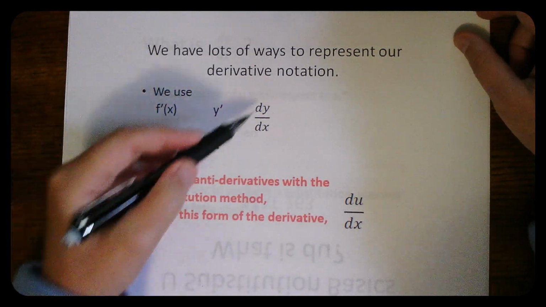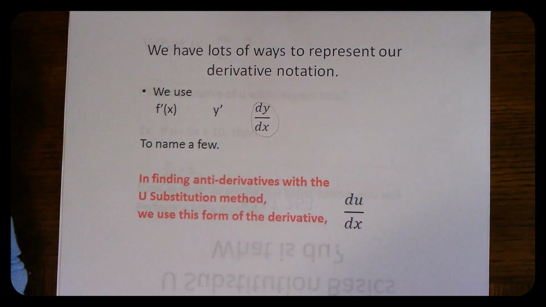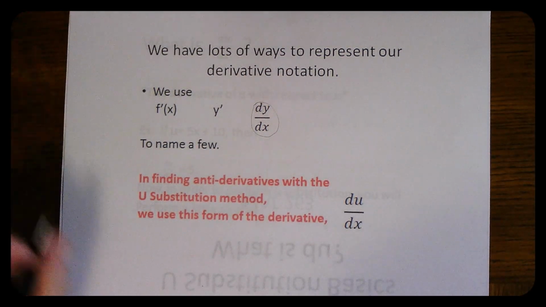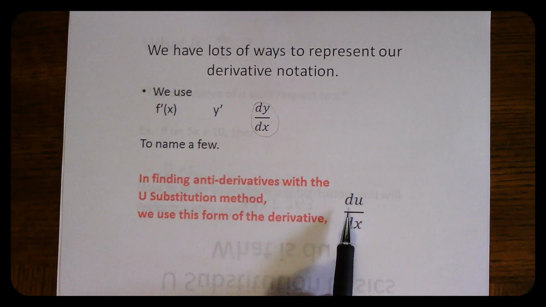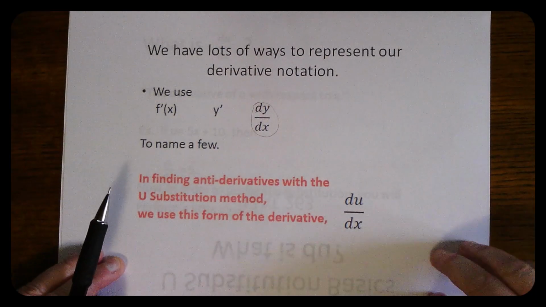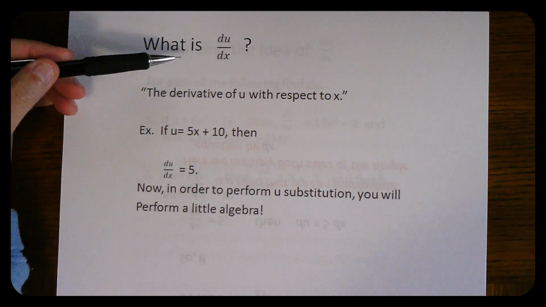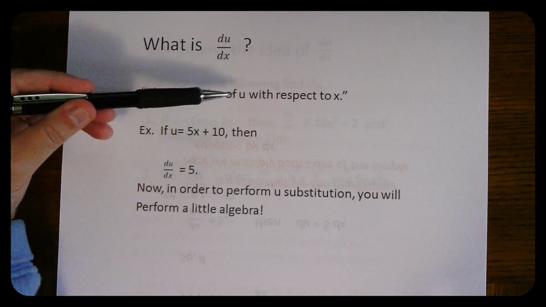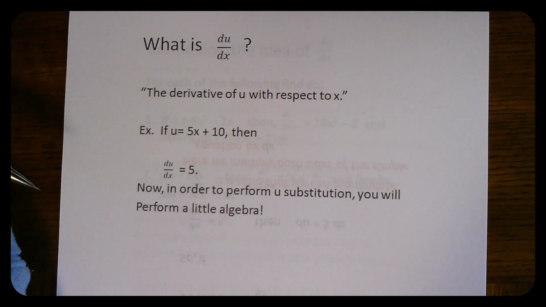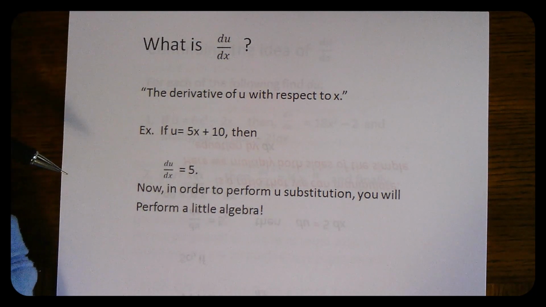And so we're going to use this method when we're using substitution. In finding the antiderivatives with the substitution method, we're going to use du over dx. So what is du over dx? Well, I said du over dx, but it really is the derivative of u with respect to x. But you can treat that little bar there as division.